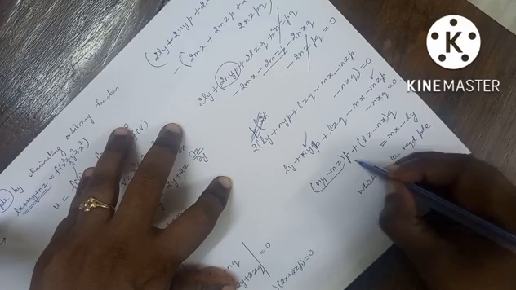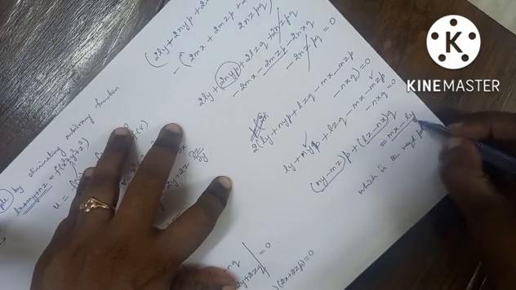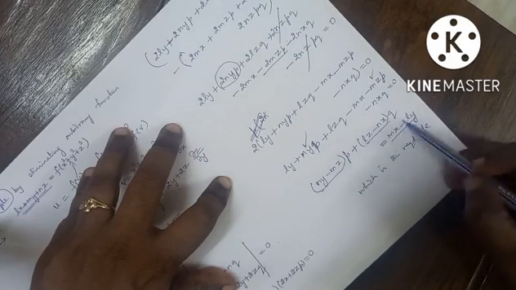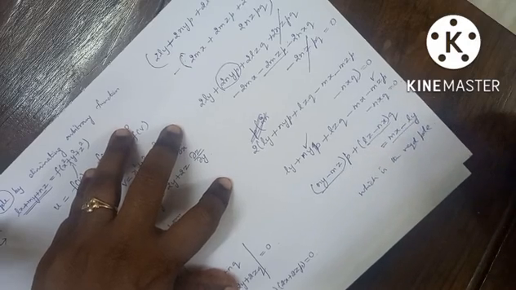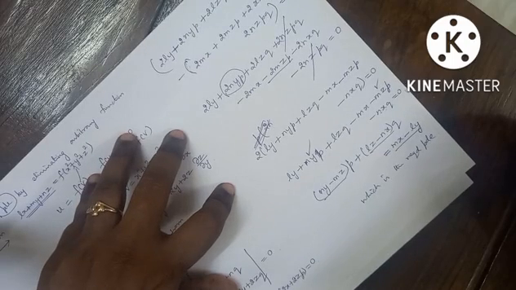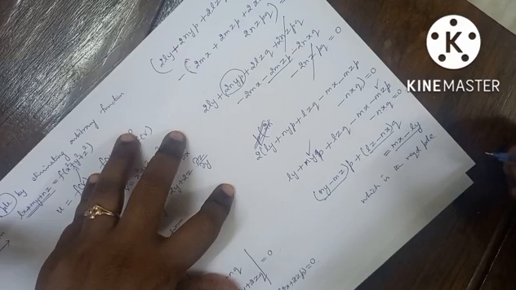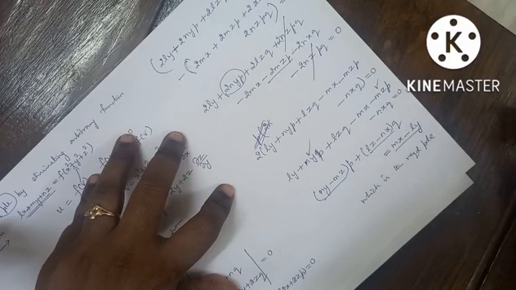See, this is in the form Pp plus Qq equal to R, where P, Q, R are functions of x, y, z. Okay. I hope you have understood this heading: elimination of one arbitrary function and forming the PDE. We shall see in the next video eliminating two arbitrary functions and getting the PDE. Okay. Thank you.